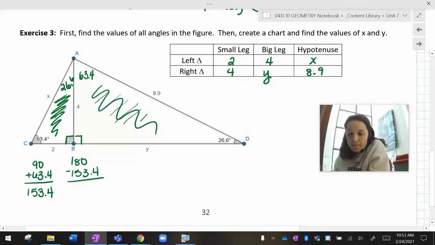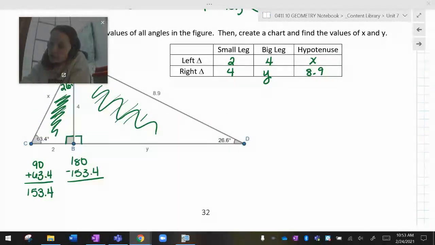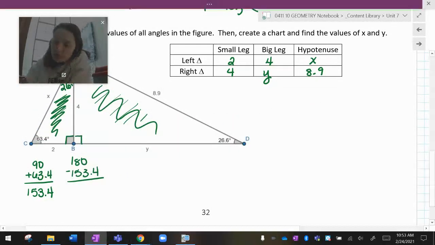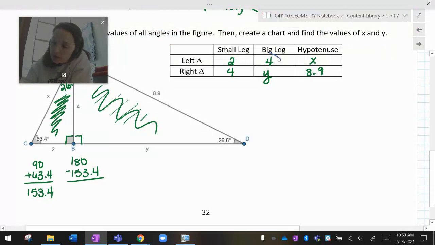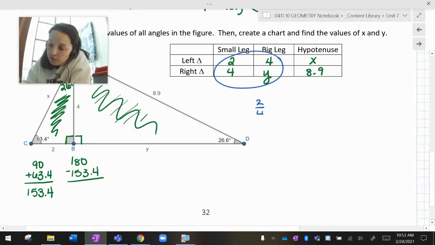Okay. So now what do I do next? I just say, well, let's make proportions. Pair them however you want. I'll start with these two. 2 to 4 equals 4 to y. Well, 2/4 is a half. 4 whats is a half? 4/8 is a half.